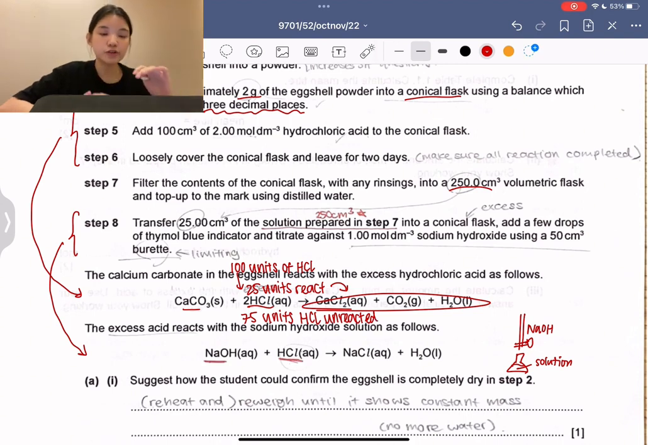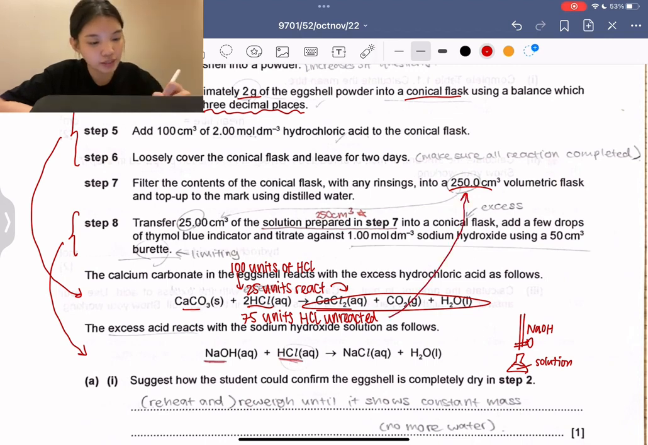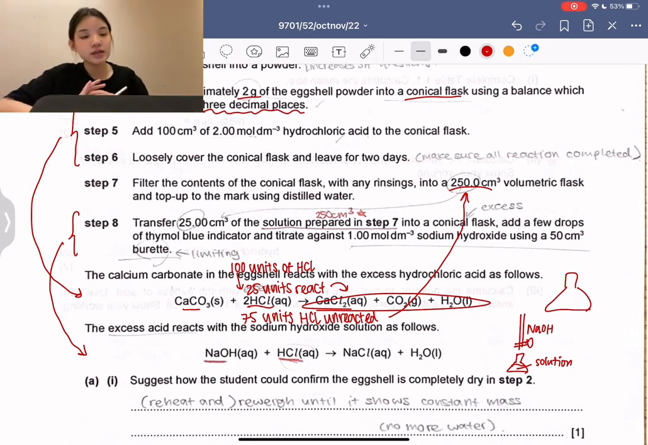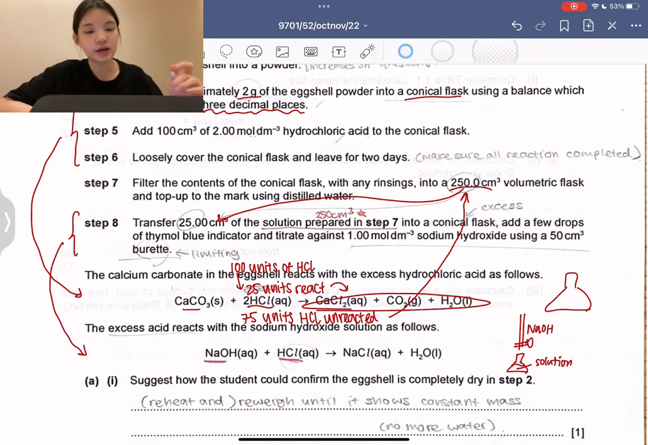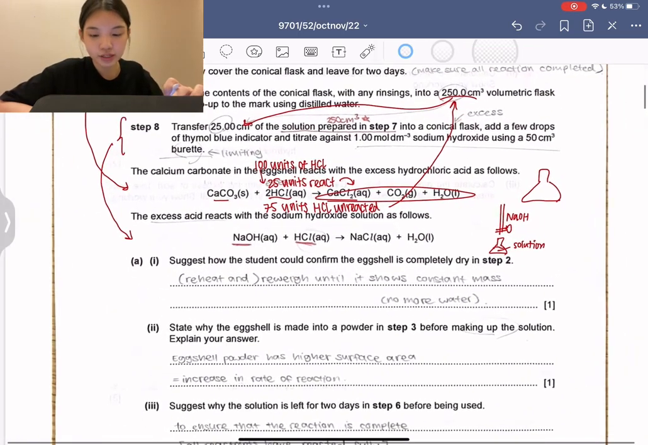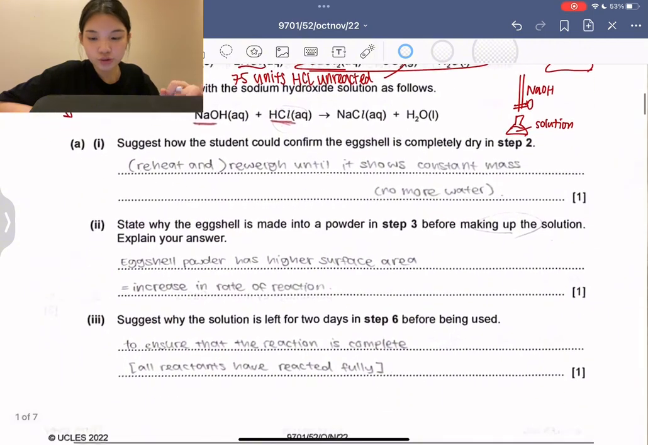Then this 75 units of HCl that is unreacted is transferred to a volumetric flask and filled up to 250 cm³ right here. So now you have 250 cm³ of unreacted HCl. Then from this unreacted HCl, you want to take 25 cm³ of it, and then you react it in a titration reaction with NaOH. Okay, let's continue first, then let's go back later. So let's start with the questions.